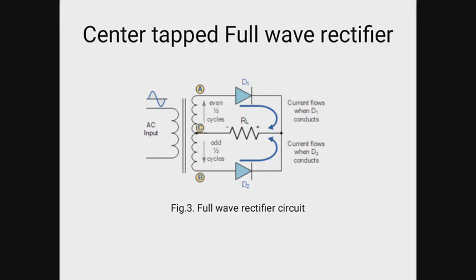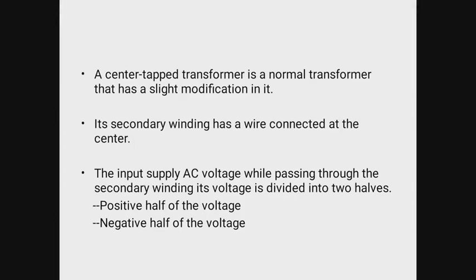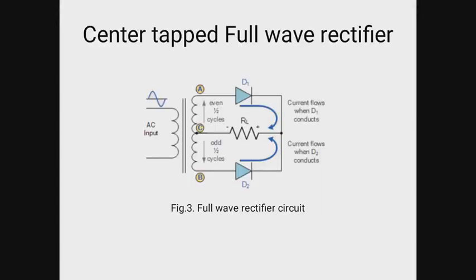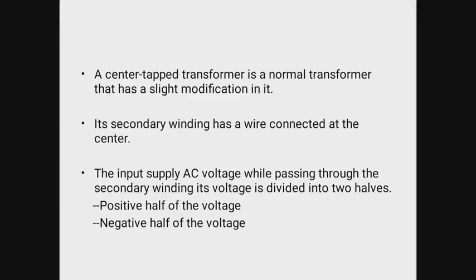So when the positive peak... A center tap transformer is a normal transformer that has a slight modification in it, and its secondary winding has a wire connected at the center. Why is it called center tap? Because if we see the configuration, we can see the load resistance is connected from the center terminal of the secondary winding through a wire. The input AC supply, while passing through the secondary winding, has its voltage divided into two halves. The same phenomenon that already happened in the case of half wave rectification is repeating over here.